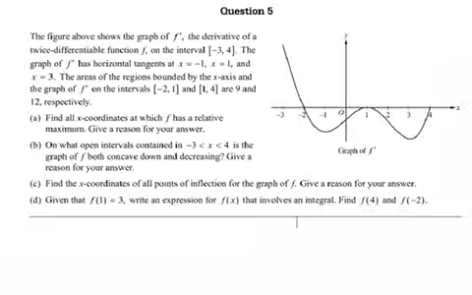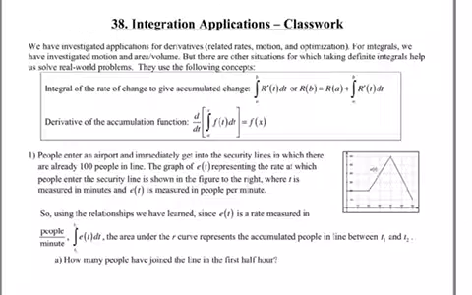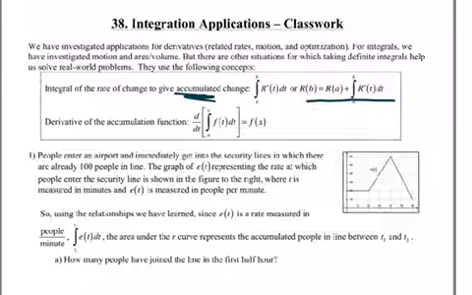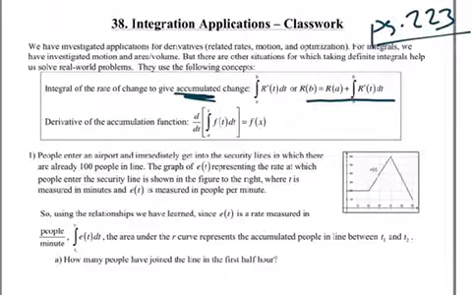Okay, let's look at question 5D. Given that f of 1 equals 3, write an expression of f of x that involves an integral, find f of 4 and f of negative 2. So what this question is referring to is the accumulation rate problems, and this is our equation. This is from page 223. We just recently talked about this.